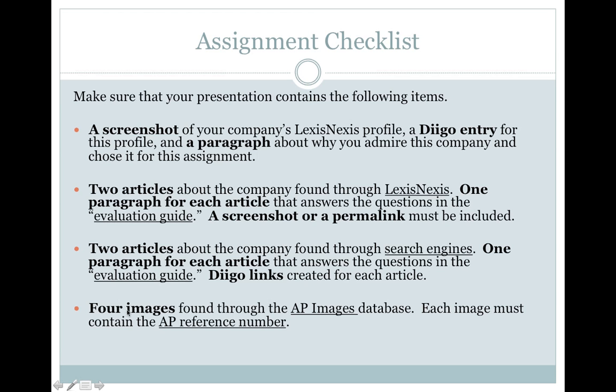Because you lose points if you have four images, but you don't have these reference numbers. You lose points if you have two articles with nice paragraphs, but you didn't create Deagle links. So make sure that you're including all this stuff, because a big part of this class is showing me that you know how to use these tools.